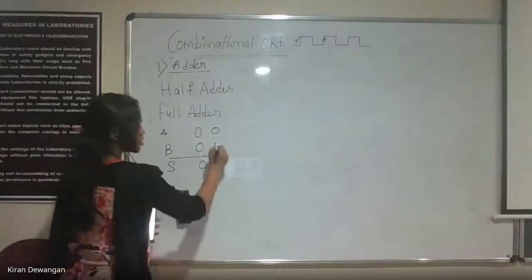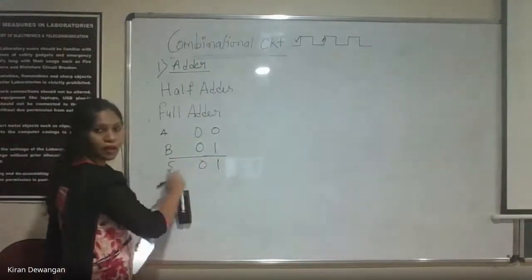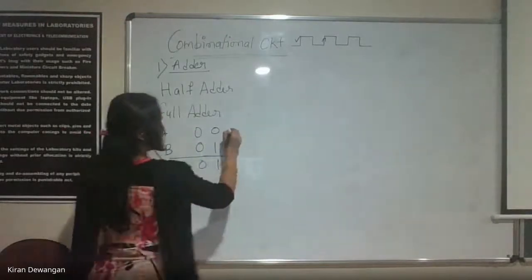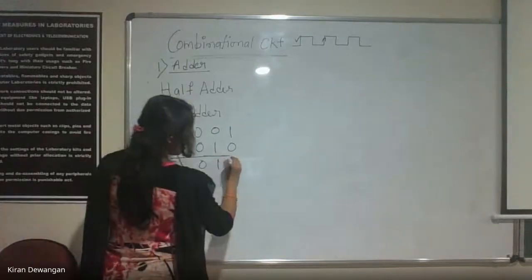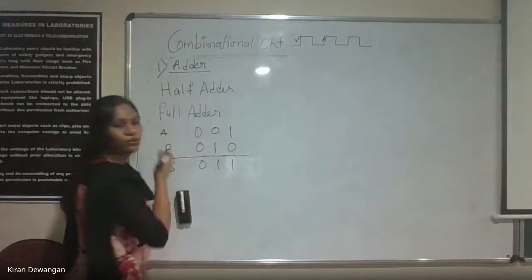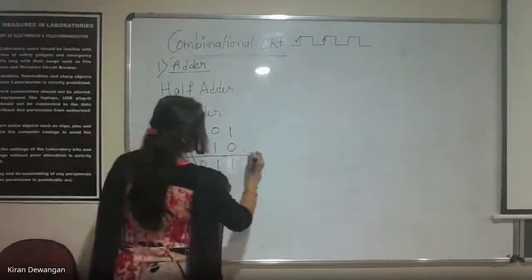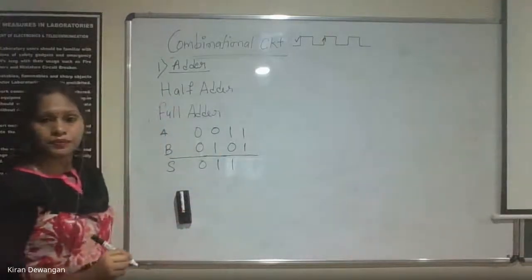The output is 0 plus 1 is 1. The sum output will be high and it will go 1. And if it is 1 and 0, what will be the output? Output will again be 1. 1 plus 0 is 1.